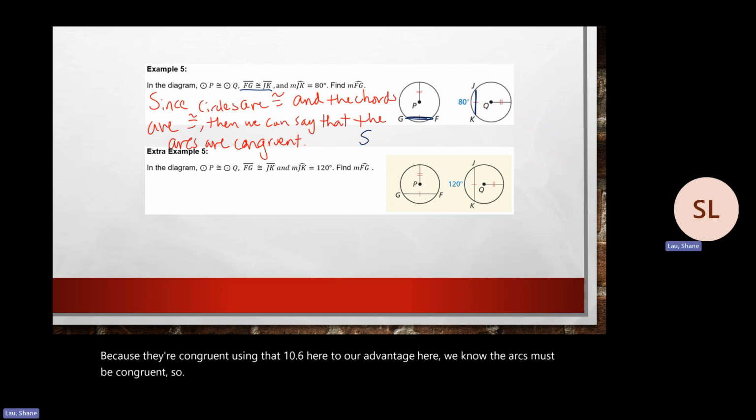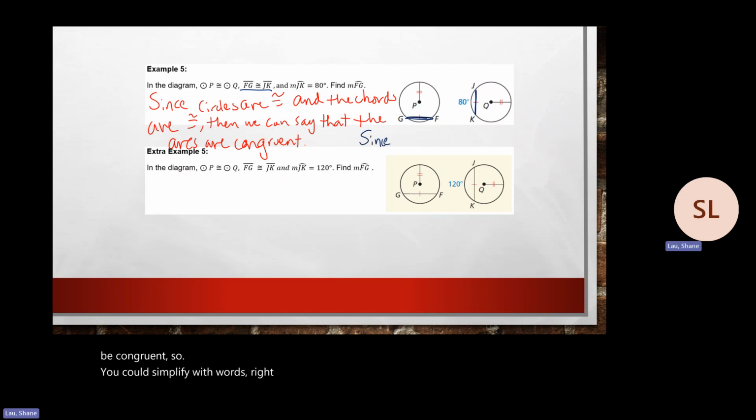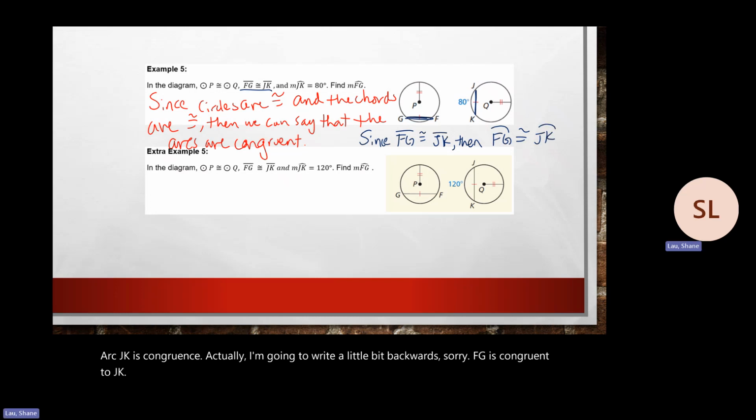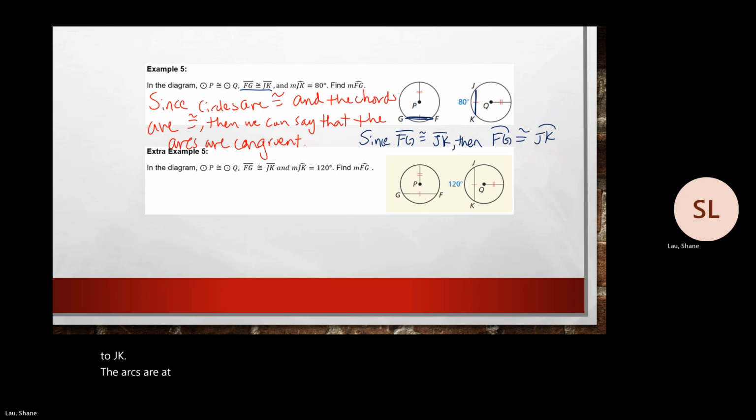So you could simplify with words, right? Since FG is congruent to JK, then arc JK is congruent. Actually, I'm going to write that a little bit backwards. Sorry. FG is congruent to JK. The arcs are, at least. And so if I already know that JK is equal to 80, then I know that FG is also equal to 80.